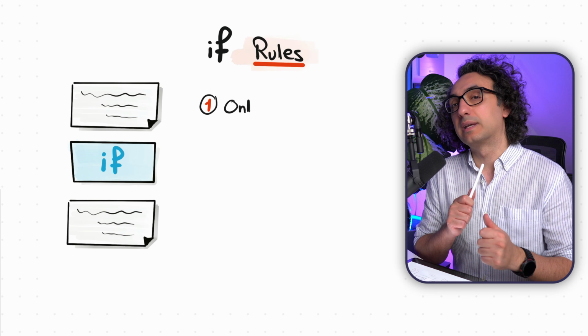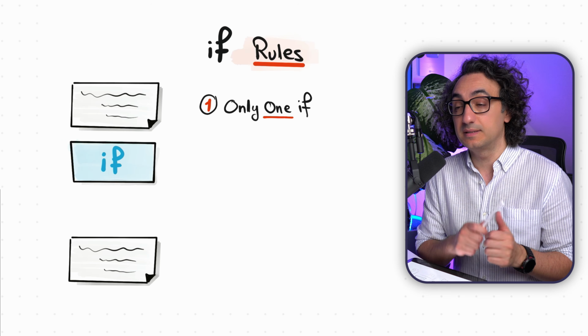So now in Python, we always have to understand the rules of using something. Let's say that we have two blocks of code, and in between we put our if statements. The rule here is that we can use only one if statement for each chain.